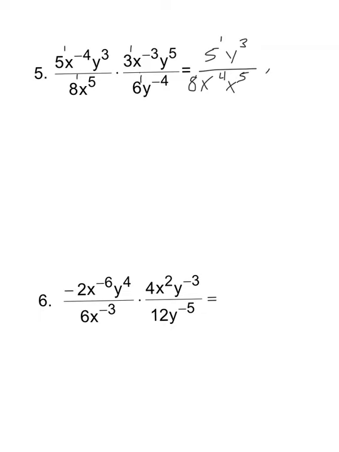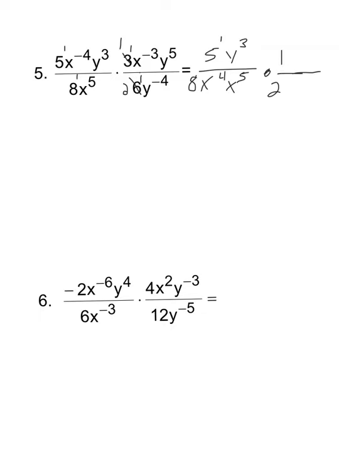Okay, times. Now I have 3 over 6. That 5 over 8, I couldn't reduce it. 3 over 6, I can. 3 goes into both of them. 3 goes into 3 one time, goes into 6 2 times. So it's 1 over 2.